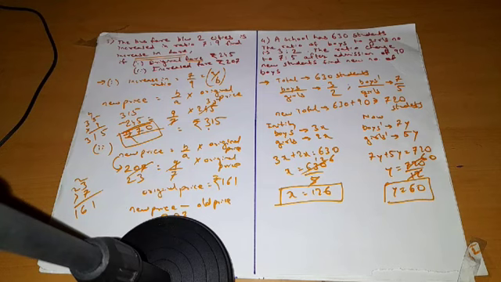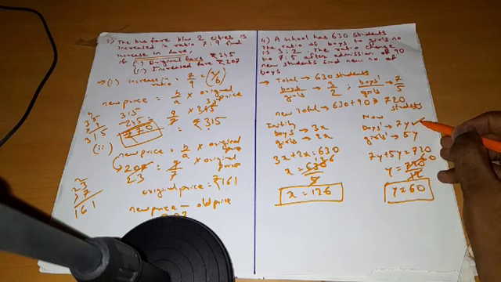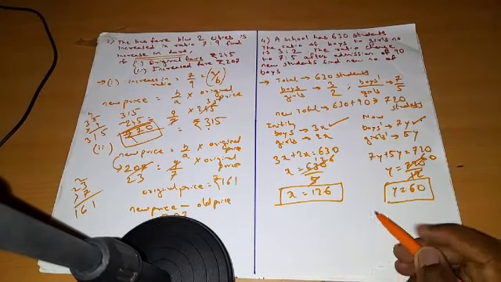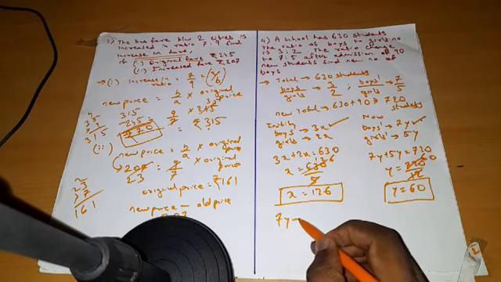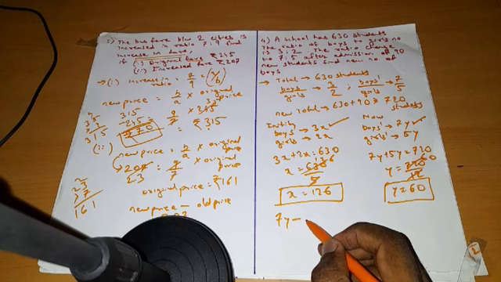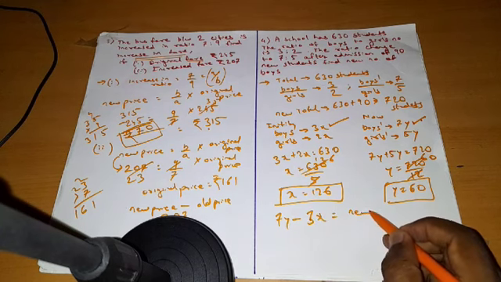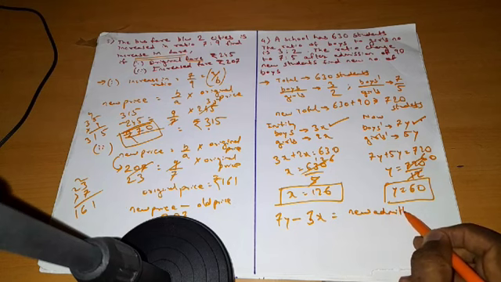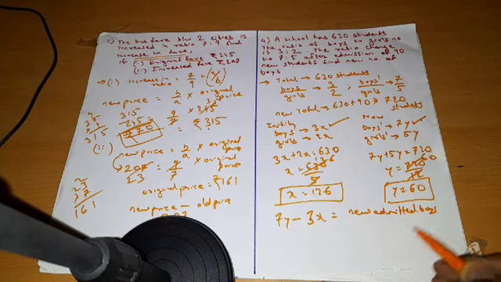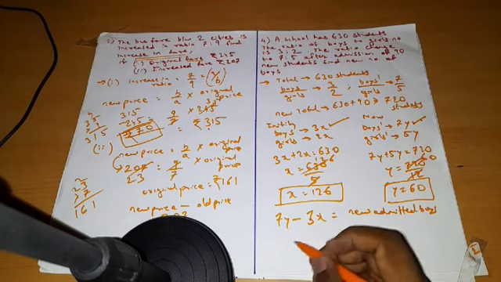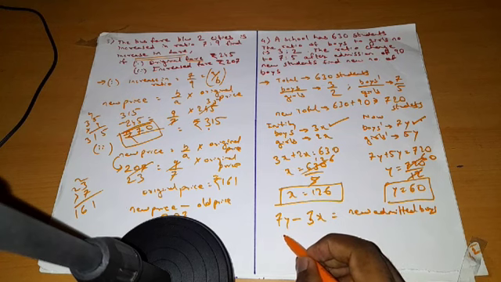Now we have to find the newly admitted boys. How to find the newly admitted boys? Total boys after admission minus total boys before admission, we will get the new admitted boys. After admission total boys minus total boys before admission, if you subtract it, we will get the new boys. Common sense. 7 into 60 is 420.